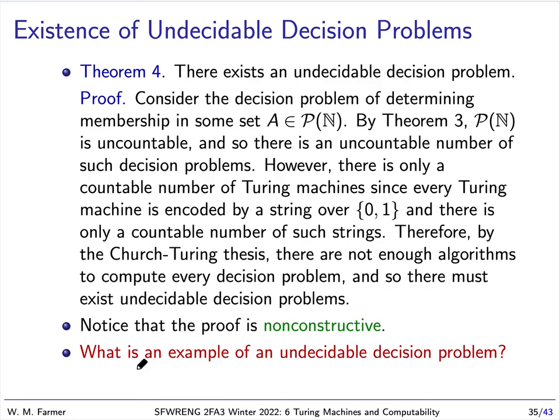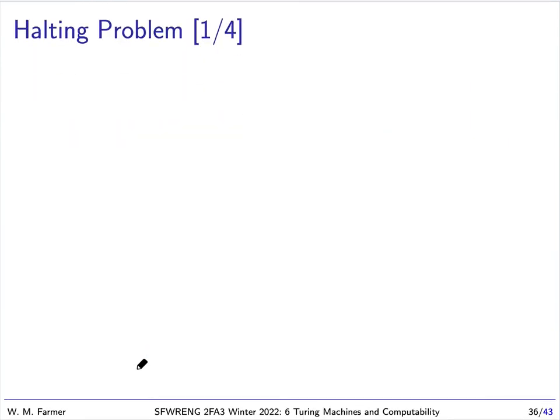And this brings up an obvious question. What is an example of an undecidable decision problem? So this will be the topic for our next lecture. We will look at a specific undecidable problem, the halting problem. Okay, we'll stop here.